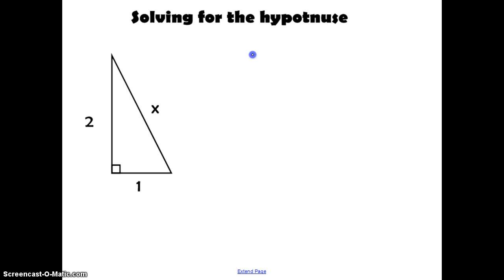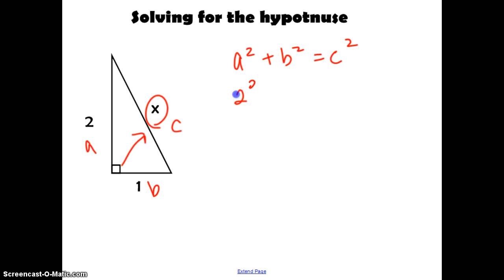Here's another example. Again, we're going to start off with a squared plus b squared equals c squared. And again, here's our right angle, this is the side opposite, so this has to be our c. Doesn't matter which one's a or b. So we have 2 squared plus 1 squared equals x squared. 2 squared is 4, 1 squared is 1, equals x squared. 4 plus 1 is 5, equals x squared.